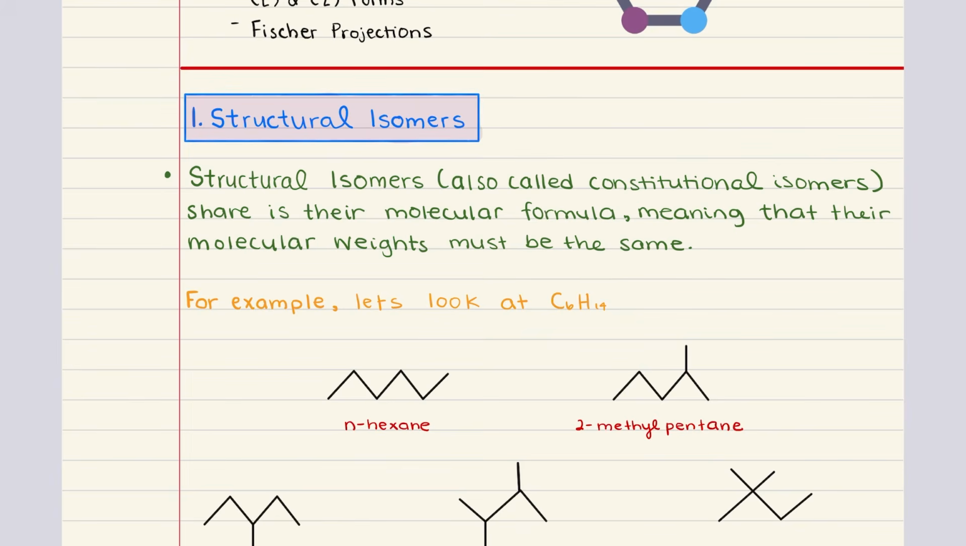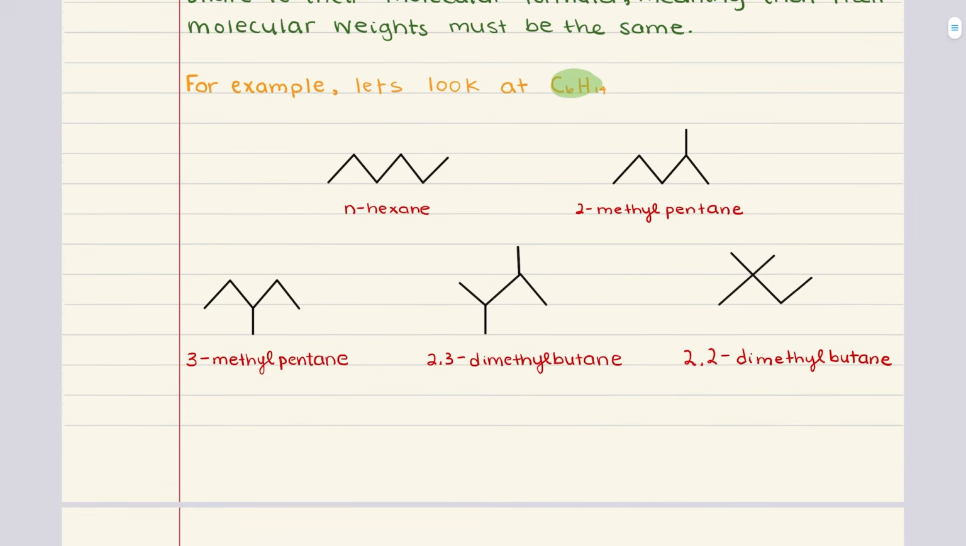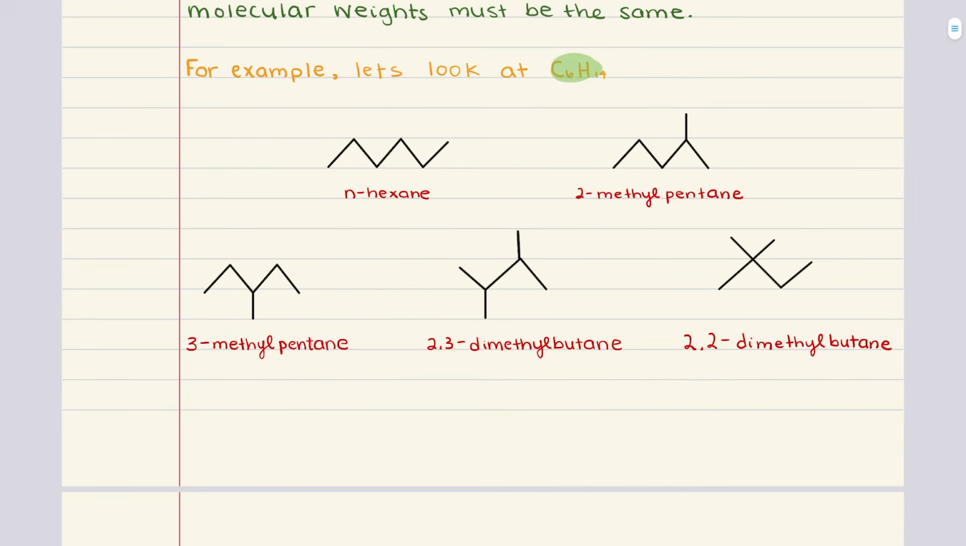These are compounds that share the same molecular formula, meaning they have the same number and types of atoms. However, the way these atoms are connected is different, and this variation in connectivity leads to differences in physical and chemical properties. For example, let's take the molecular formula C6H14. Several structural isomers can be drawn for this formula as shown here.